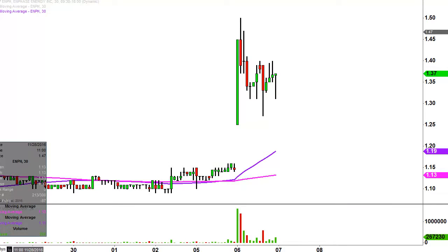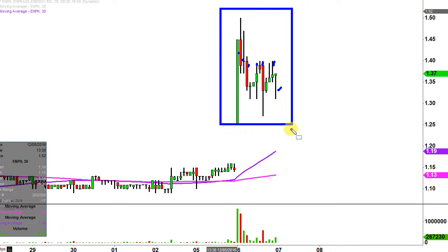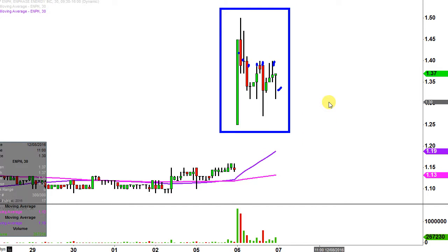Real quick, what do I mean by 30-minute in case maybe you're new to charts? Instead of each one of these candlesticks here representing one day's worth of price action, which is what you would normally see, each one represents 30 minutes. So while this may look like several days' worth of time right there, it's actually just today's price action broken down into 30-minute time slices.